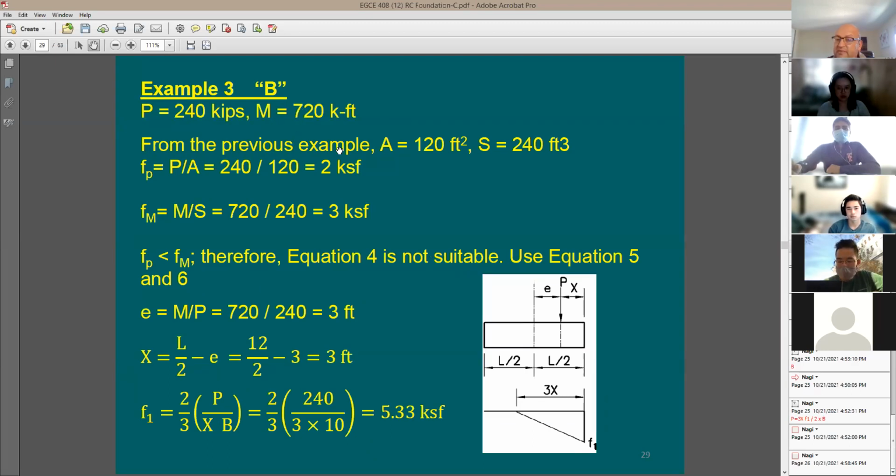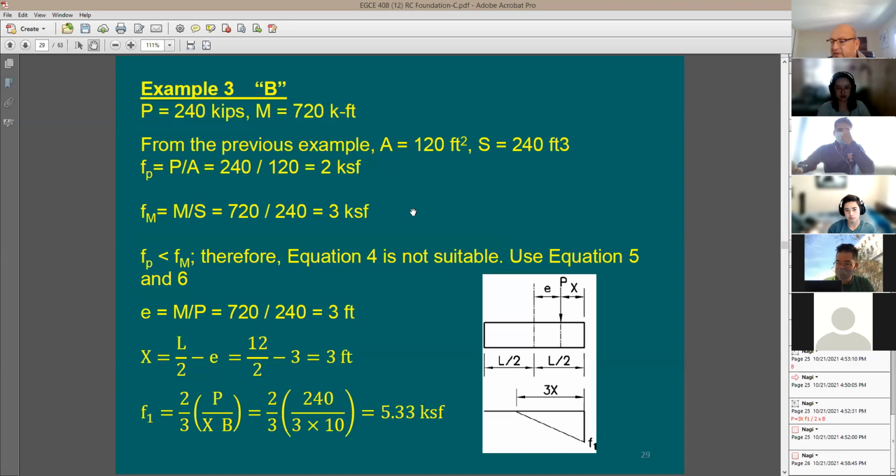From the previous example, I know the footing size is going to be 12 by 10. Here is the contact area. Here is the section modulus, 240. F sub P, which means the vertical force due to the axial load, is going to be 2 KSF, and due to moment is going to be 3 KSF. Now we are in trouble because this footing is lifting up. On the right side of it, you're going to have a total of 5 KSF. On the left side, you're going to have -1.